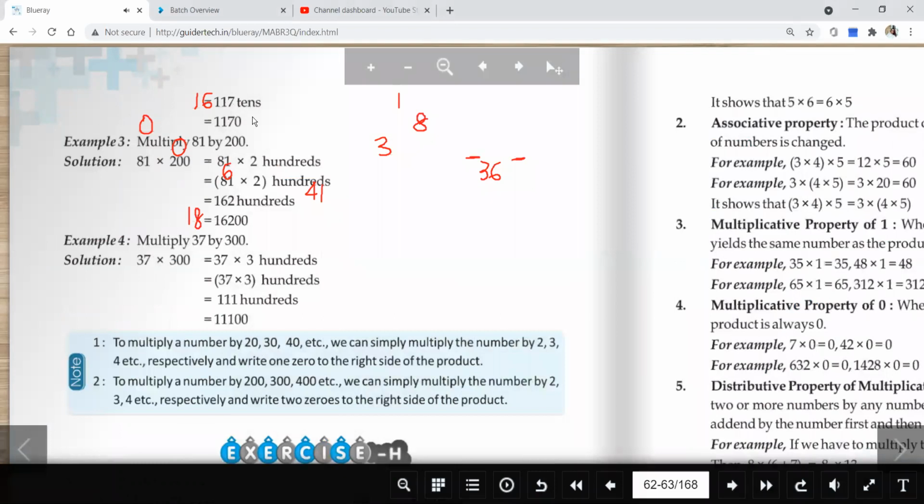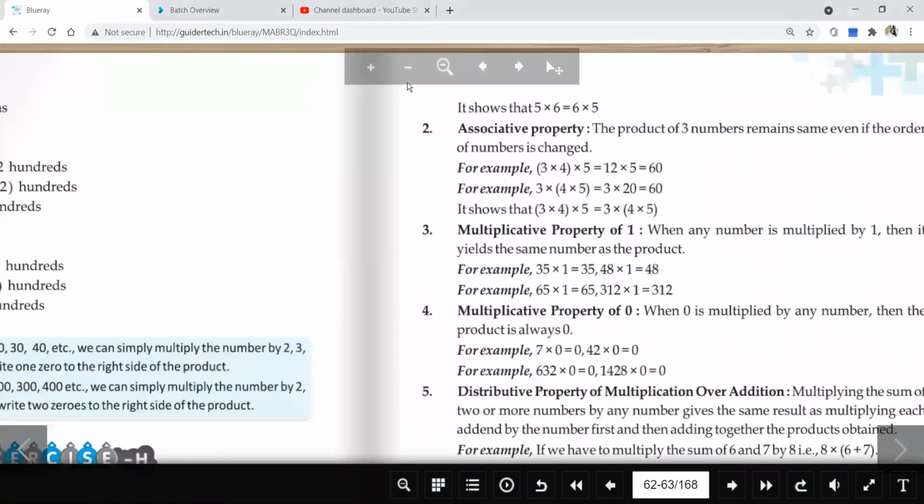Okay. So Hornish didn't understand my associative property. Associative property means, here you can see, just wait for a while. Here you can see that one example is given, 3 into 4 into 5. Again, that same sum is written three times.